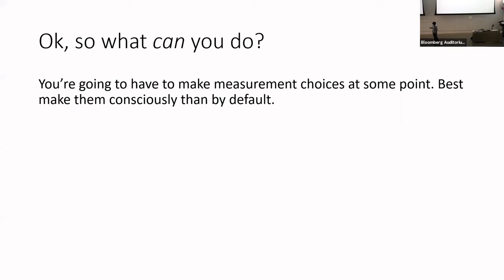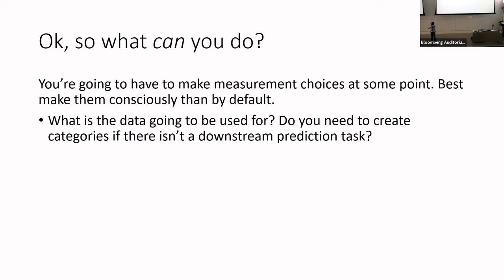Okay, so like I said, at some point you're going to have to make these measurement choices. You'd better be explicit and conscious about it than let the defaults be whatever the last person who ran the survey did, or whatever's default on the internet. So what are some examples, and what are the types of things you want to think about?